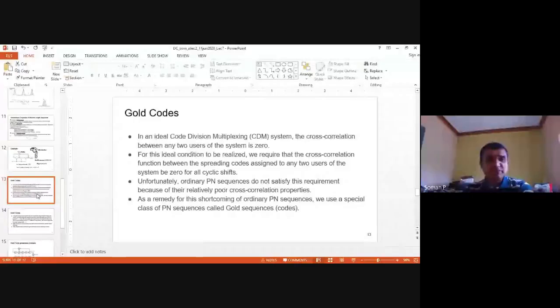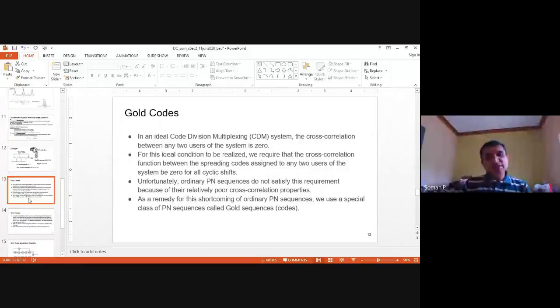That is the reason why people have come up with something called Gold codes, which are basically generated from two maximal length PN sequences. The normal PN sequences have some poor cross correlation. We'll discuss this in spread spectrum.